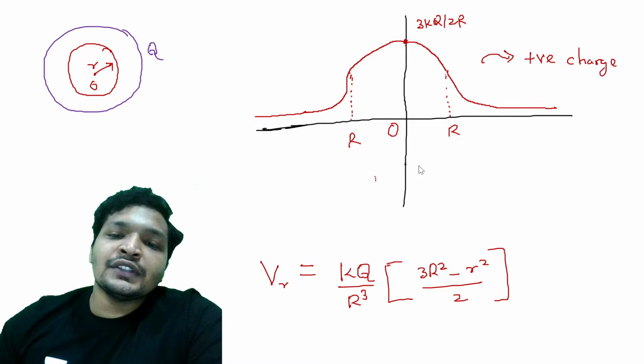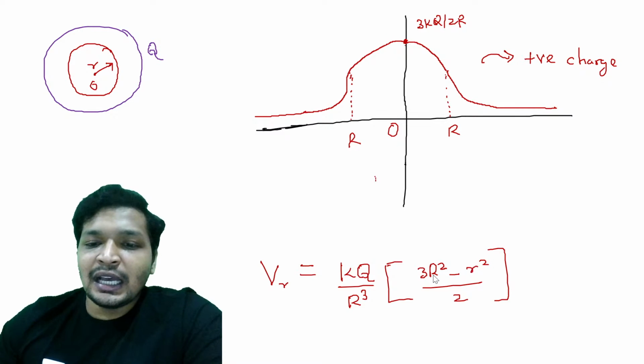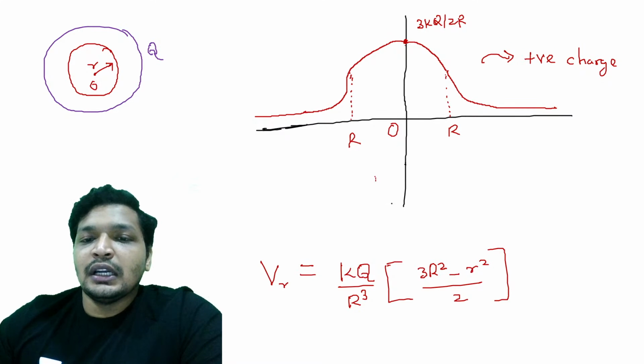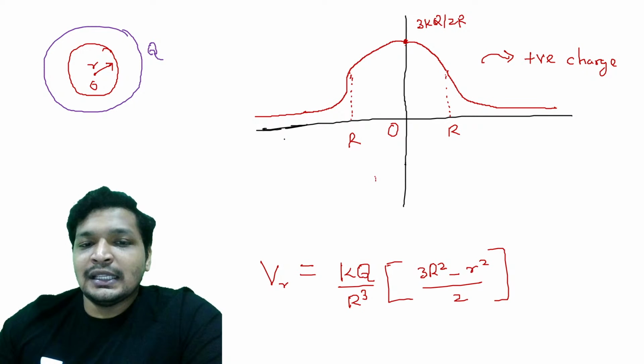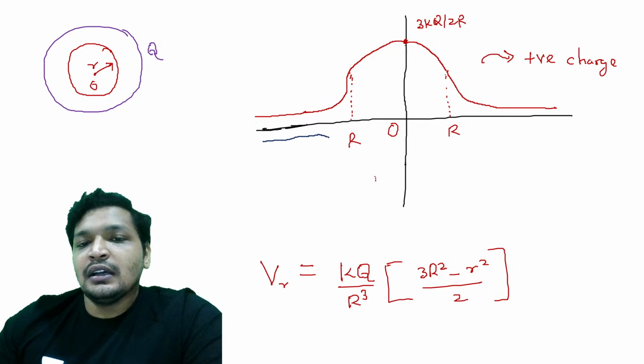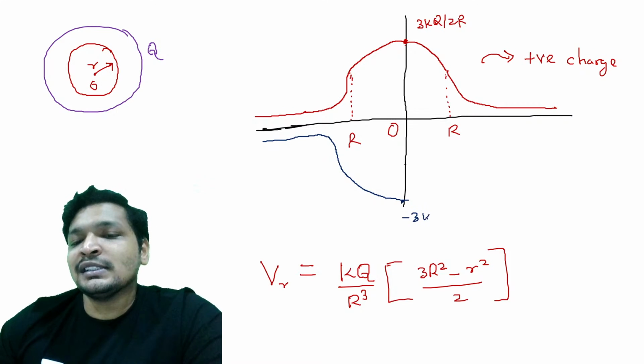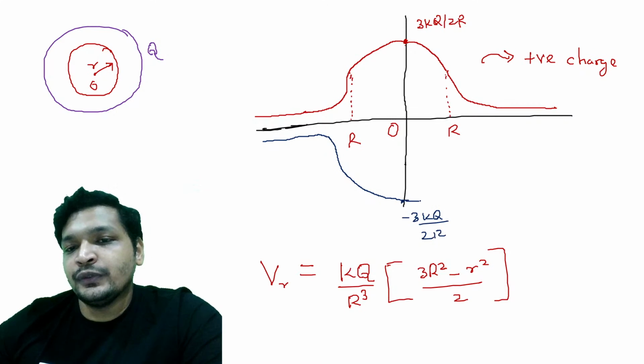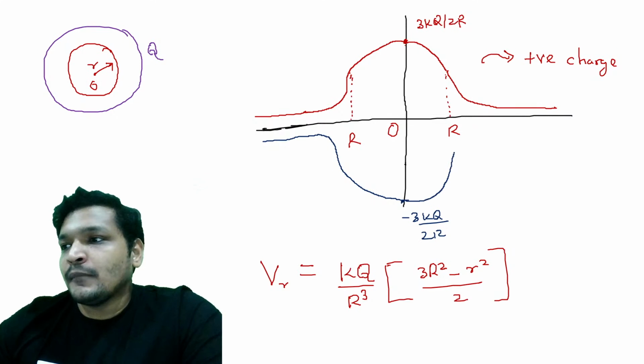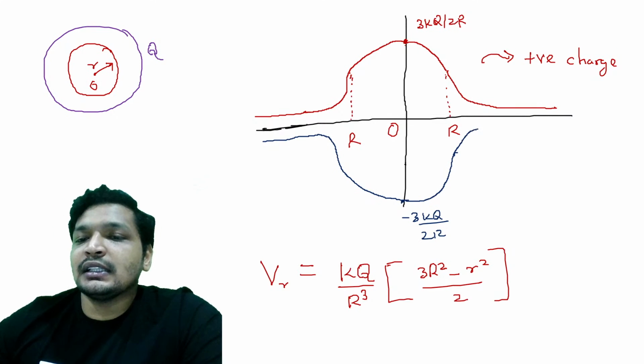What about negative charge? Negative charge, the scenario is going to be different in a sense, going to be a mirror image, etc., etc. But as you approach the center, it's going to be minimum. What is that minimum value? Minus 3kq by 2r. It's just the inversion of the value. Okay, that's it, guys. That's it.